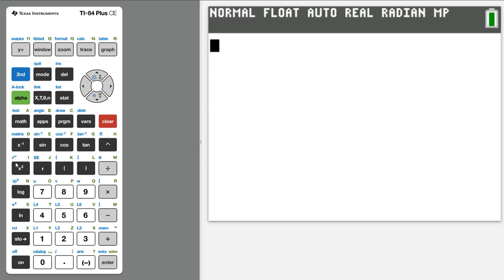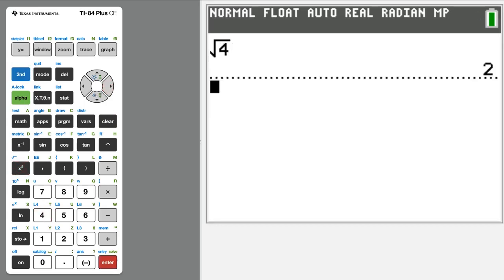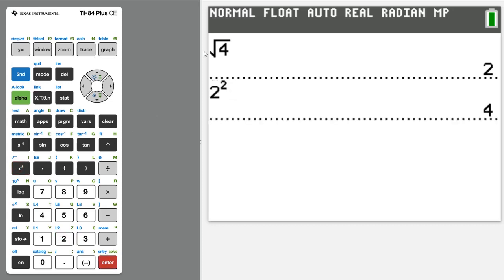So you notice that x squared and the square root are on the same button. That's because they're opposites of each other. So x squared and the square root. If I take the square root of 4 and I get 2, and I do 2 squared, I get 4. So they're kind of opposites of each other. I can square root something and I can square it and get back to what I started with.